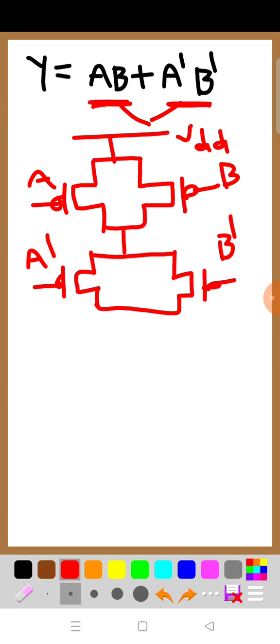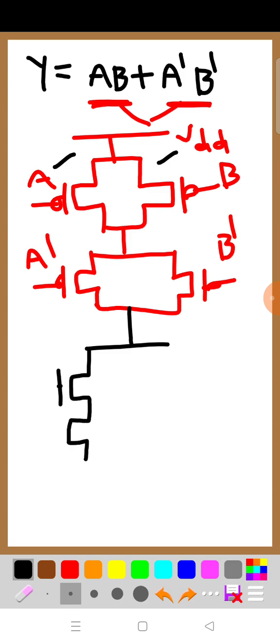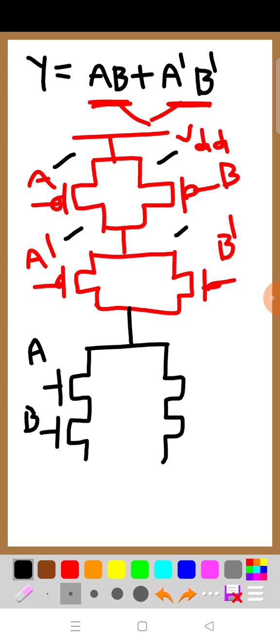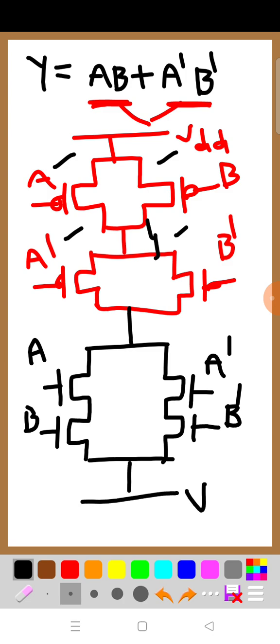Now you can observe the Nmos section. In the Nmos section, these two are in parallel, therefore these two should be in series, A and B. And these two are in parallel, therefore these two should be in series. Absolutely, A and B. Sorry, it is an A complement and it is a B complement, and these two are in series here, therefore these two should be in parallel. Then it becomes VSS. I hope you are clear.